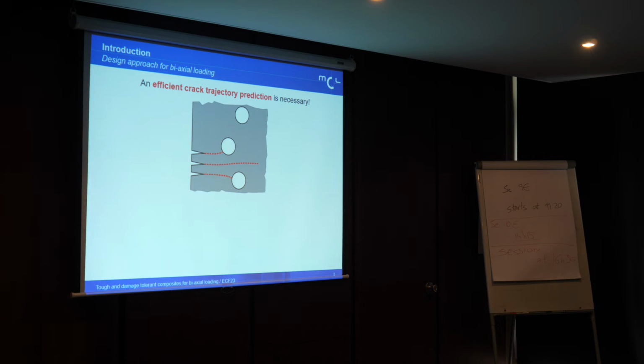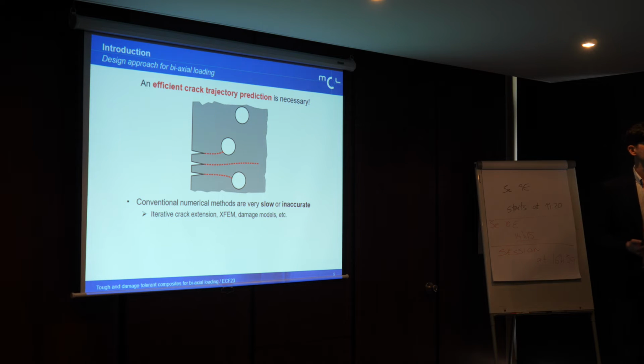To do such an investigation, we had to have an efficient crack trajectory prediction. It is necessary to investigate numerous crack trajectories to see if every crack really runs into our inhomogeneity. Conventional numerical methods like iterative crack extension or XFEM or certain damage models are either slow or inaccurate for our purpose. So we developed a new efficient approach, the crack trajectory interpolation method, which relies on two approximations.